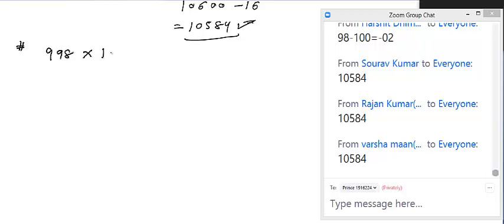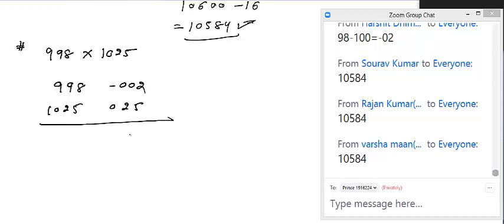998 into 1025. Okay, so you have 998. You can try 998 into 1025. Its deviation is minus 002. Its deviation is 025. When you multiply, you will get 50. Now student, its base is 1000. You will write 50 bar, because positive multiplied by negative gives negative.